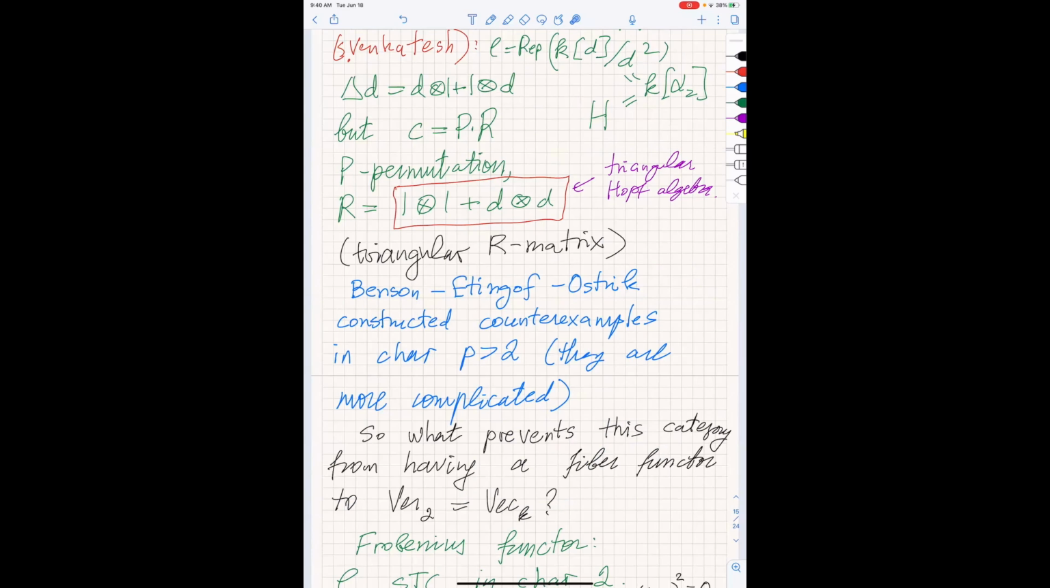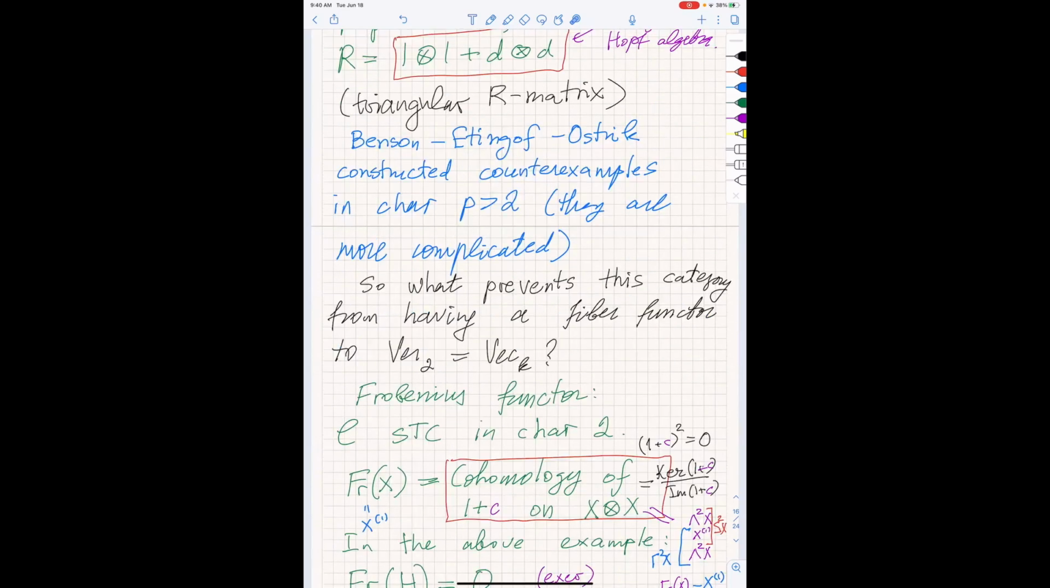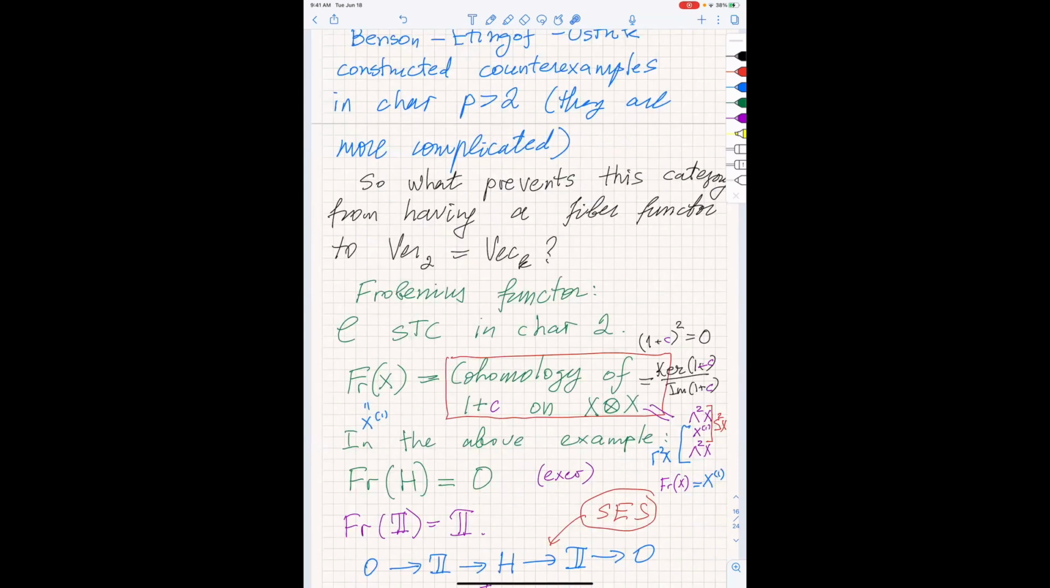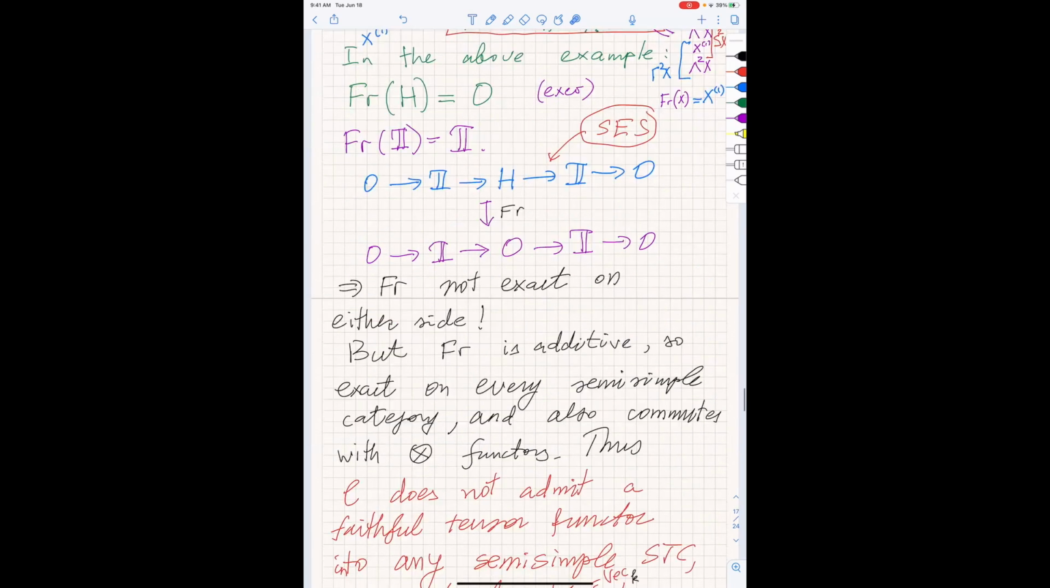But then we might ask what prevents the category from having a fiber functor to Verlinde p, for example, to Ver_2, which is Vec_K. And that's what is called non-exactness of the Frobenius functor. So the Frobenius functor in characteristic 2 can be defined just as cohomology. Frobenius of X is the cohomology of 1 plus C on X tensor X, the kernel of 1 plus C over the image of 1 plus C. And this happens to be non-exact in these counterexamples. It's an additive functor and a monoidal functor, but it is not always exact, it turns out.